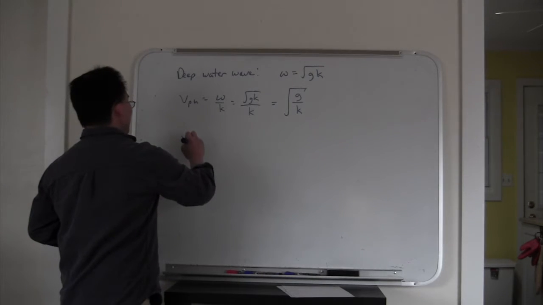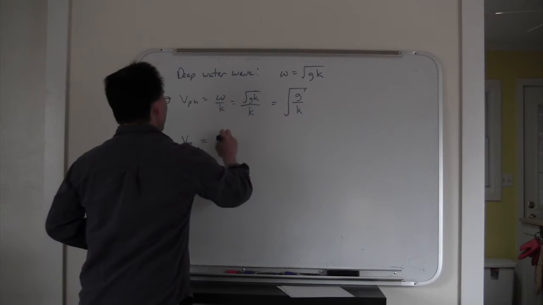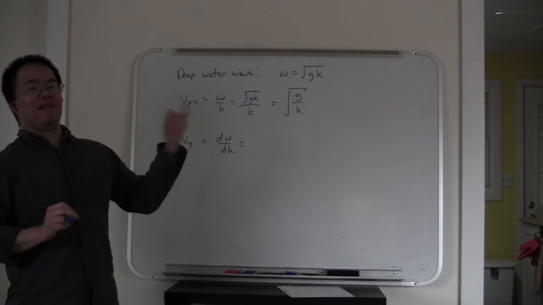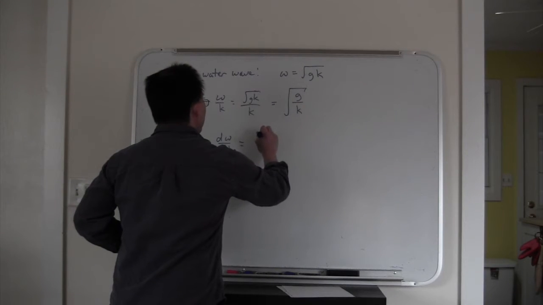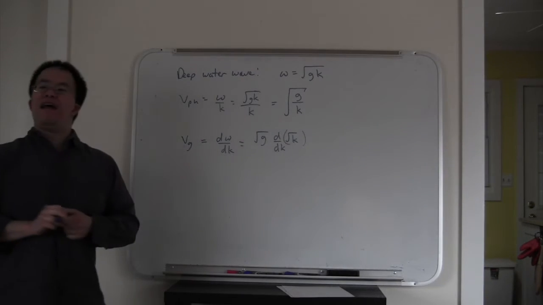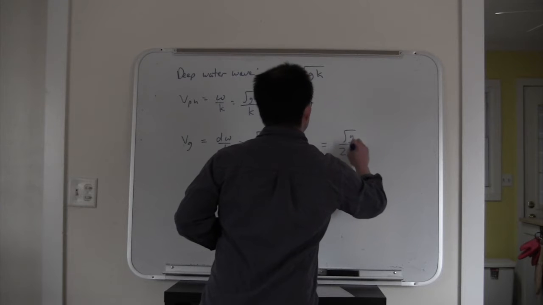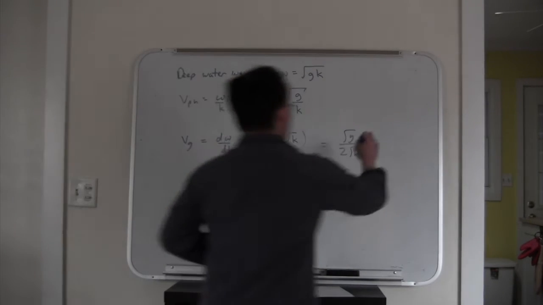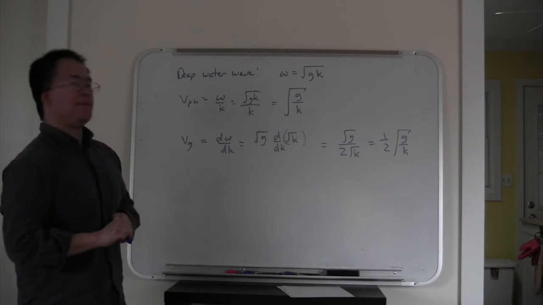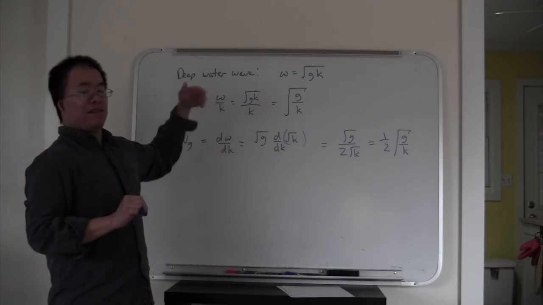So the group velocity, on the other hand, is given by d omega dk. And so we've got the root g, but then we have to take the derivative. So I'll write that as root g times d dk root k. And hopefully you remember how to do that from calculus. We end up with 2 square root k downstairs, or 1/2 root g over k. So we see that a wave packet in this case would move half as fast as individual sinusoidal crests and troughs.